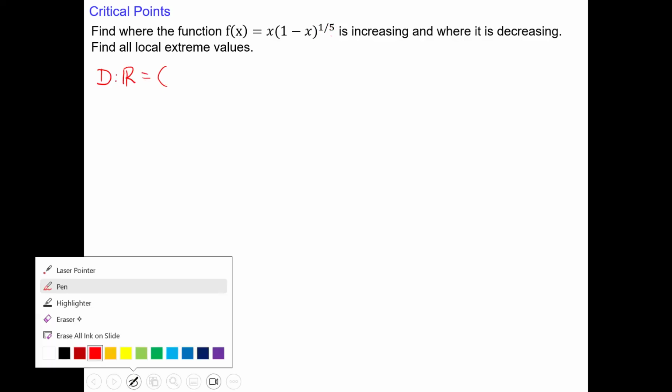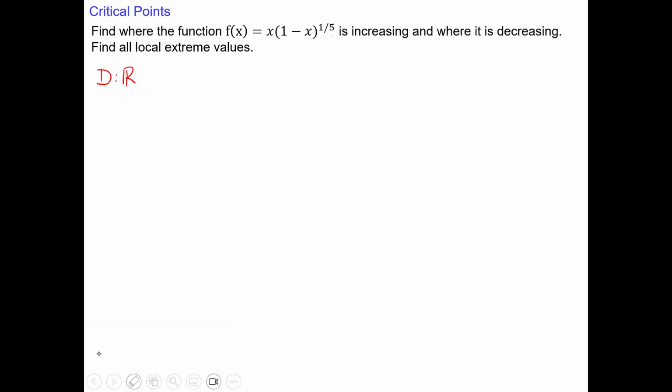First of all, let's define the domain. Looking at this function, we can see the quantity 1 minus x is raised to the power of 1/5. That's the odd root, and an odd root can accept all of the numbers. The domain is all of the real numbers. Or if we prefer, we may say x belongs to all real numbers.